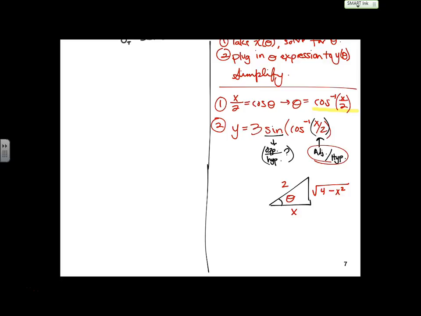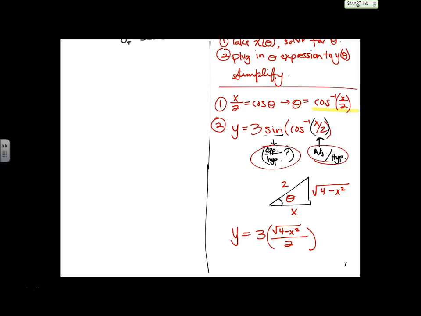And the crazy thing is, if we're just trying to find opposite over hypotenuse for y, we could say y is equal to 3 times, well, look at your triangle now. Who's the opposite? Who's the adjacent? The opposite is square root of 4 minus x squared, because that's what we're trying to find.